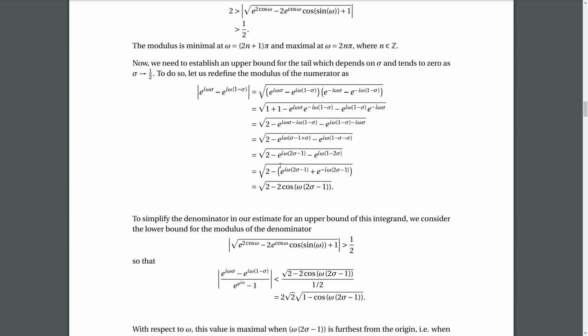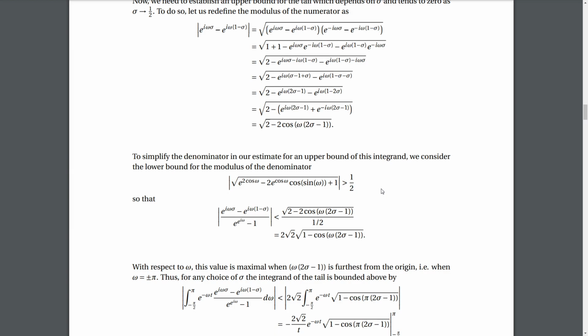Pull out the negative and stick it in parentheses. And any number plus its conjugate is going to be 2 times the real component. So that simplifies to 2 times cosine of omega times 2 sigma minus 1. The modulus here is exactly equal to this.